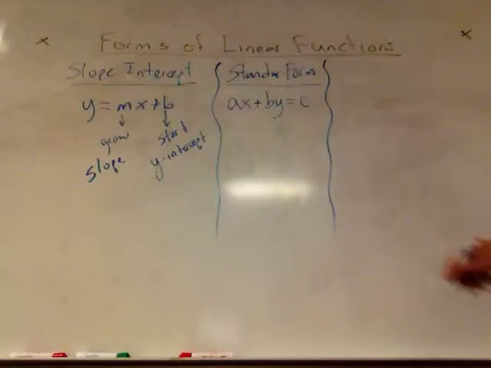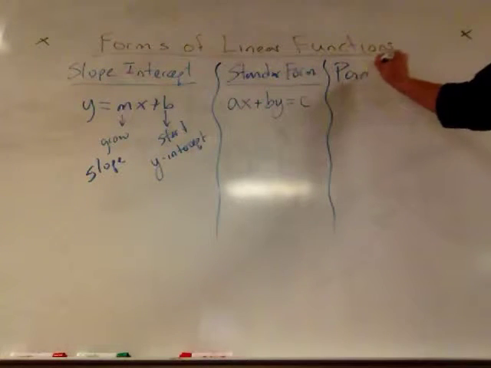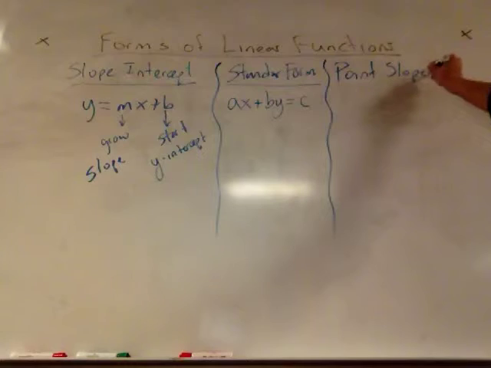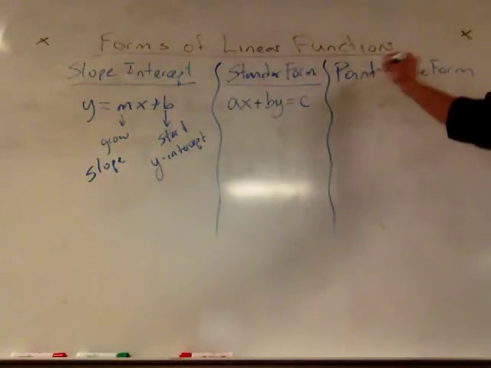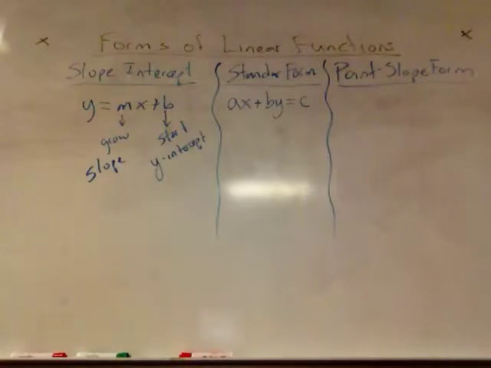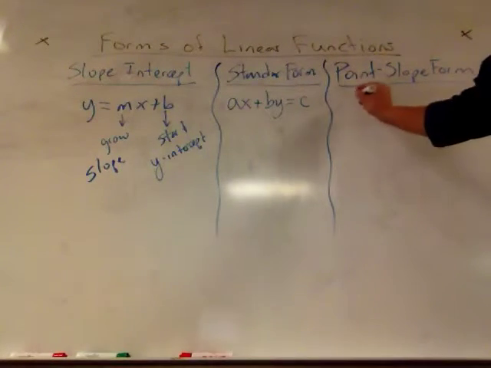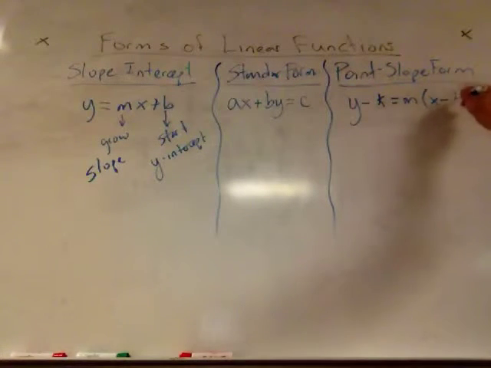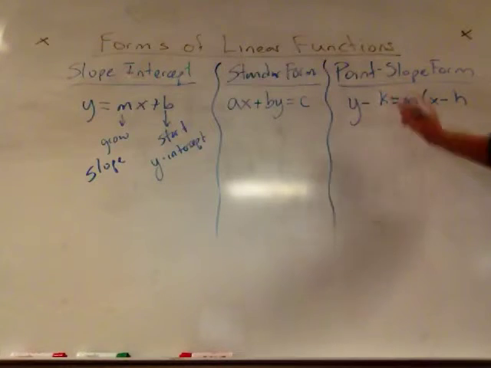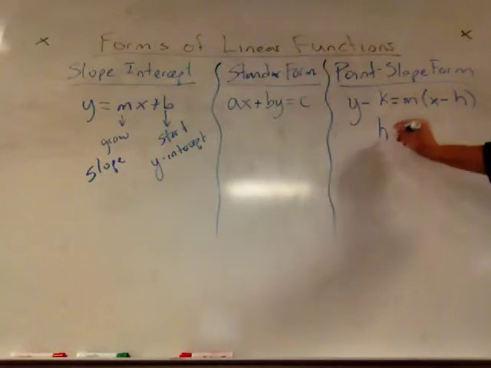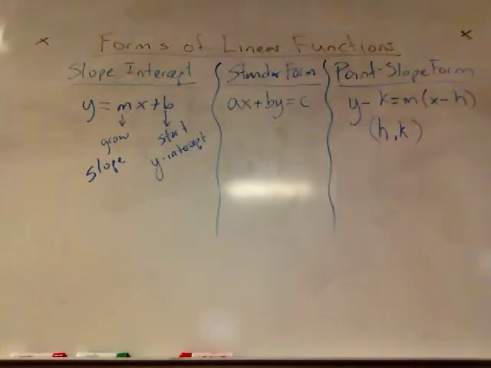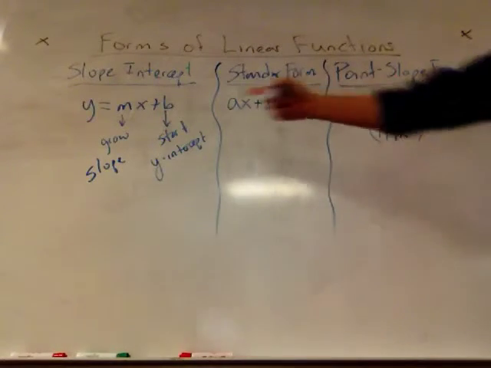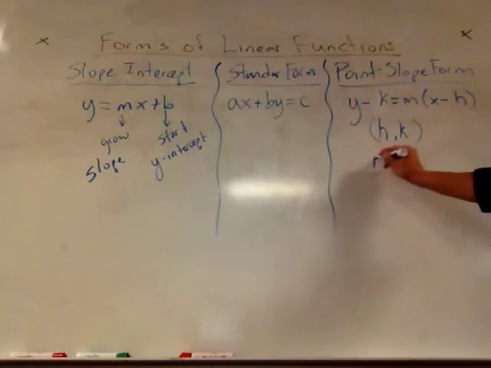All right, the third form is point-slope form. This form is actually useful if I want to come up with the equation and I'm given a point and a slope, hence the name point-slope. This is sometimes written as y minus k equals m times x minus h, where h and k are some point on the line. M is going to be consistent with what that is, and that's your slope.